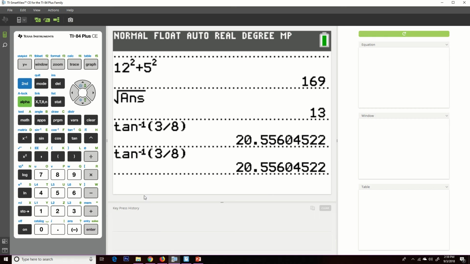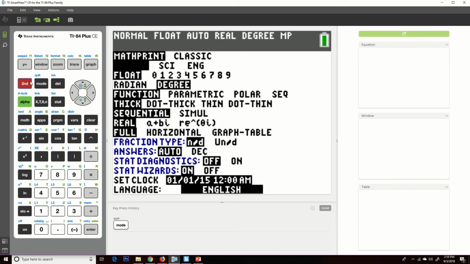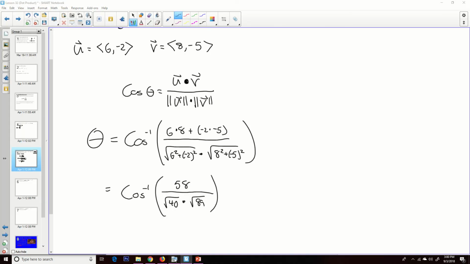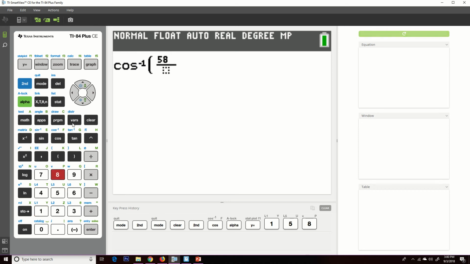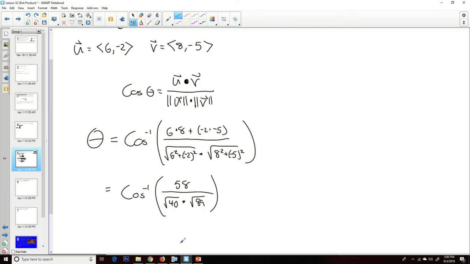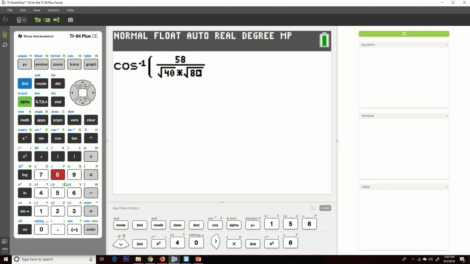So let's just go to the graphing calculator. Let's check our mode. Let's make sure we're in degree mode. That's good. Let's clear out of this. So go arc cosine, and then I need a fraction. So 58, and then on the bottom, it's second square root of 40, and then we're going to go times square root of 89. Let's check and make sure. So 58 over the square root of 40 times the square root of 89.